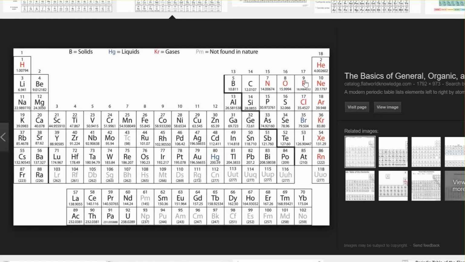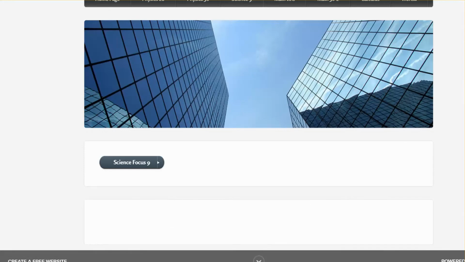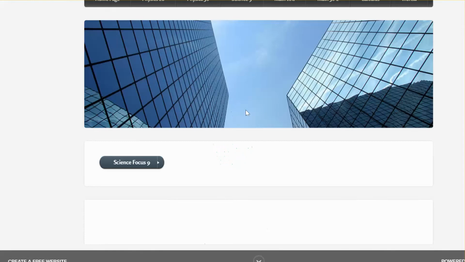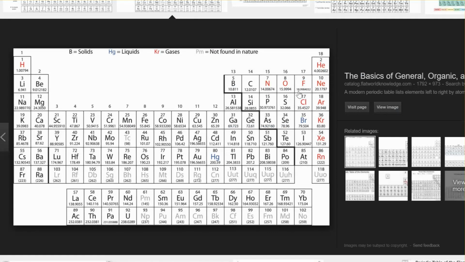That means that there's 9 protons. So in your picture, you should have 1, 2, 3, 4, 5, 6, 7, 8, 9 protons. The other thing that we can tell from the periodic table is that our atomic mass is 18.9, yada yada, so really 19. So we know how many neutrons there are, because the number of protons and neutrons have to add up to 19. So 9 plus 10 neutrons must equal that. So there must be 10 neutrons.